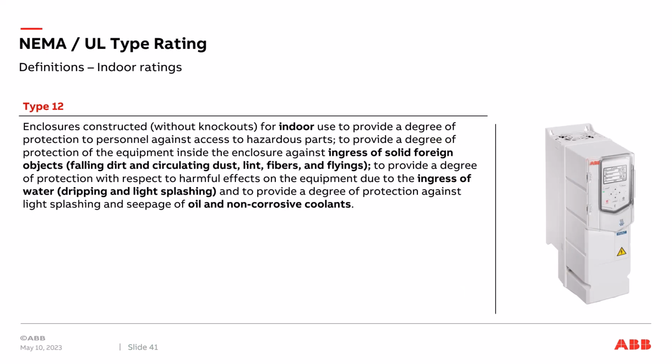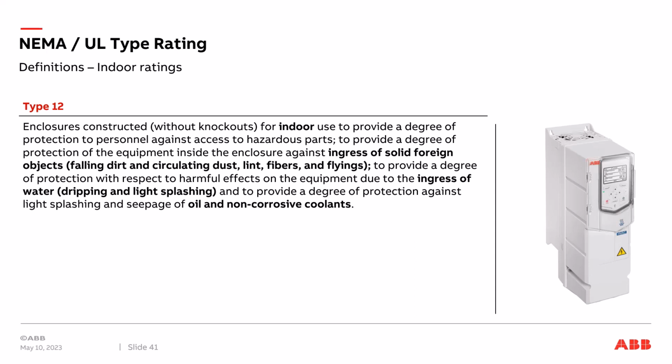Let's take a look at the Type 12 enclosure. The enclosure is constructed for indoor use and provides a degree of protection against ingress of solid foreign objects, falling dirt, circulating dust, lint, and fibers, and then there's filings. And yes, it's called filings. It provides a degree of protection against harmful effects of equipment and ingress of water, dripping or light splashing, and gives you protection against the seepage of oil and non-corrosive coolants.